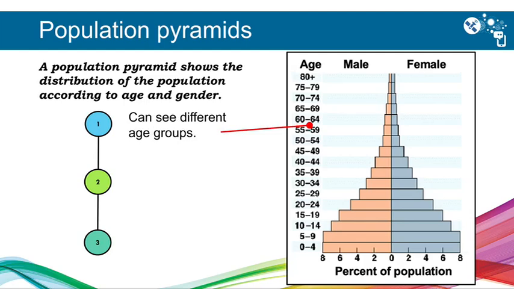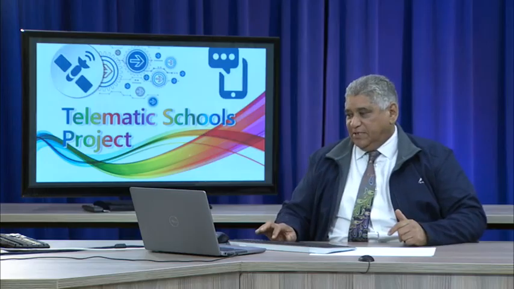Now, what a pyramid looks like is that we've got these age groups here, 0 to 4, 5 to 9, 10 to 14, and so forth, right up to 75 to 79, and then 80 plus. Right. Now, that's very important. These are called your age groups. So each one of these levels of your population pyramid represents a certain age group. Very important that you must see that.